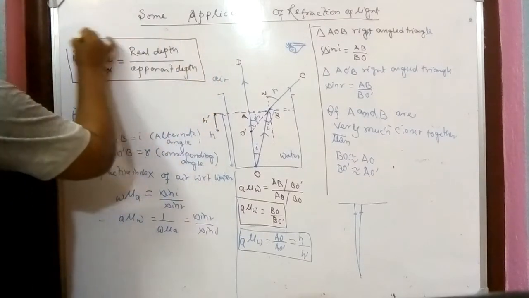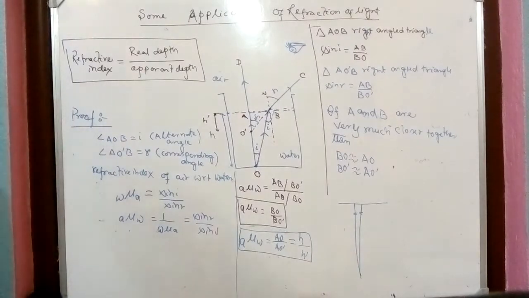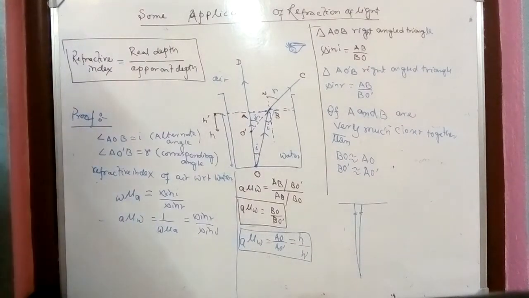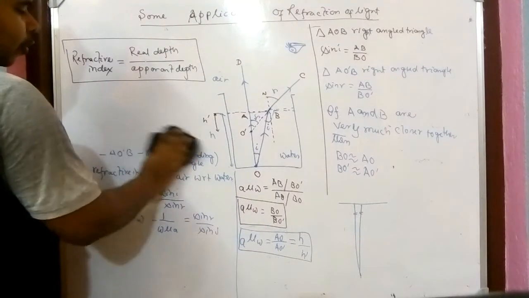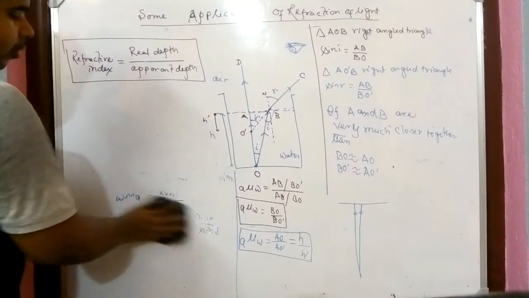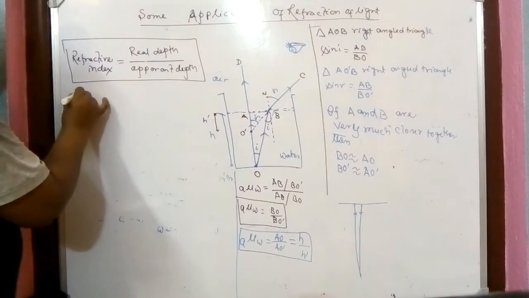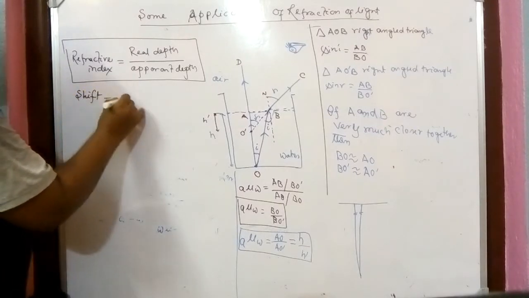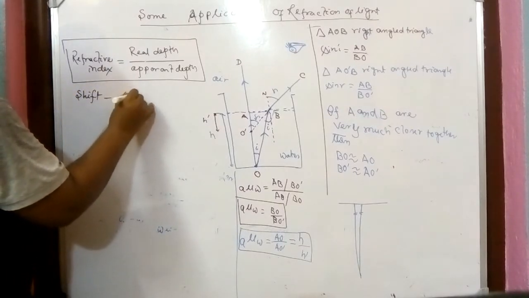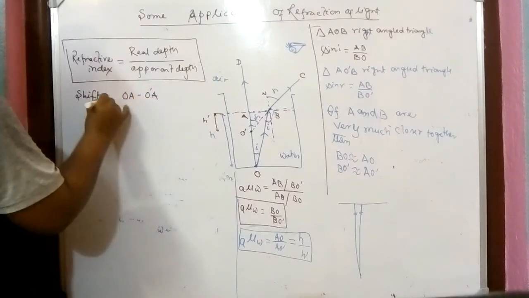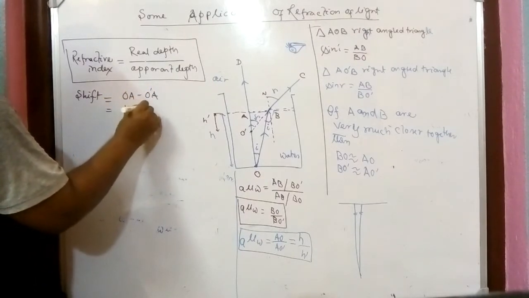That equation you have to remember. Okay, so if you have not remembered the proof also, that is not a problem, but you have to remember that real depth by apparent depth is equal to refractive index. Okay, and from here one thing we have to find out, that is shift, that is OA minus O dash A, that is H minus H dash.